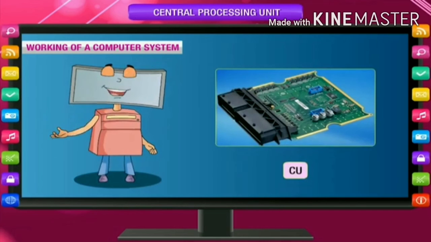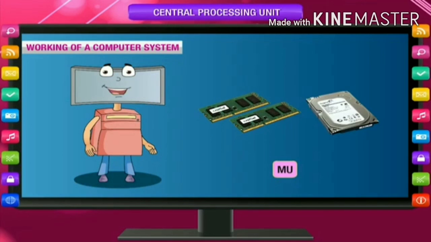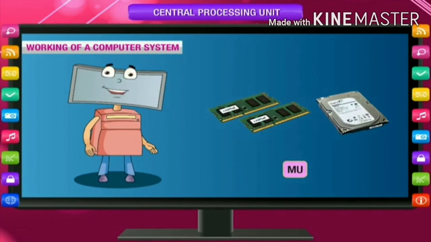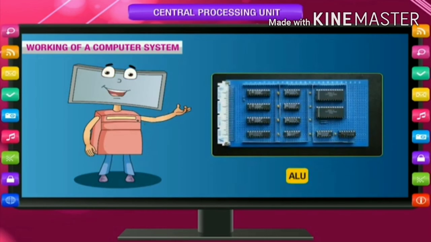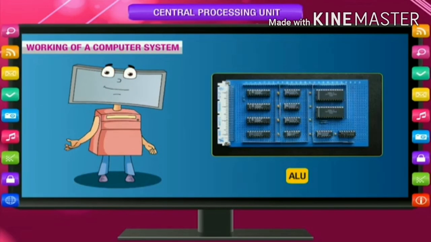The control unit or CU decides when to take input from the input device. It then sends data and instructions to the memory unit or MU. When required, the data is sent to the ALU and calculations are made and stored in the program. Moreover, after calculations, when and where to store the output is also decided by the CU.